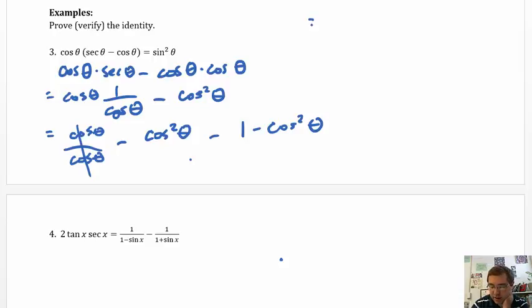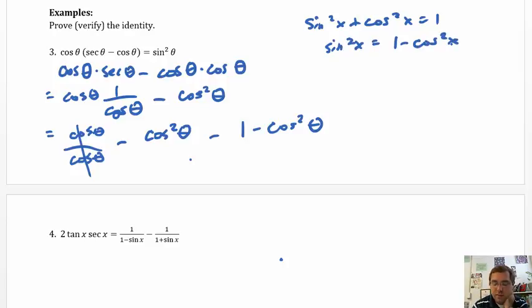that sine squared of x plus cosine squared of x equals 1. So what is 1 minus cosine squared? Well, that would be the same thing as just sine squared if I subtract the cosine squared to the other side. So anytime I see a 1 minus cosine squared, I'm going to replace it with sine squared. In this case, sine squared of theta.